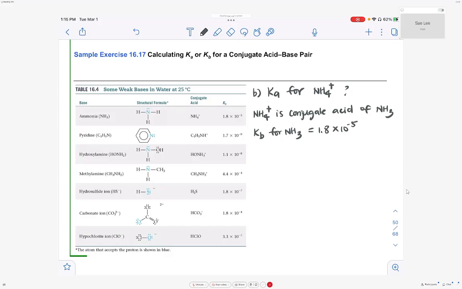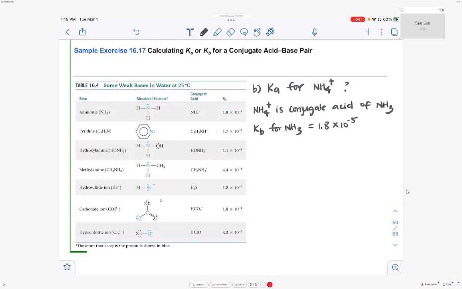Dr. Lee, I have a question. If we have a question like this on the exam, will this chart be provided for us, or is this something we need to memorize? No, you don't have to memorize Ka or Kb values.